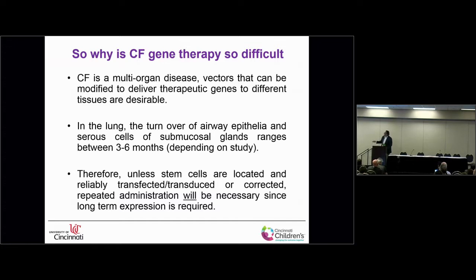Unless you can, of course, target stem cells, which is challenging, and these have been very hard to find, stem cells for respiratory epithelia and ciliated epithelia in the airway, which are the most affected cells in the CF airway.